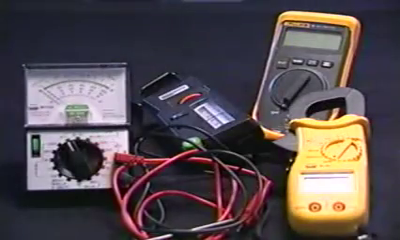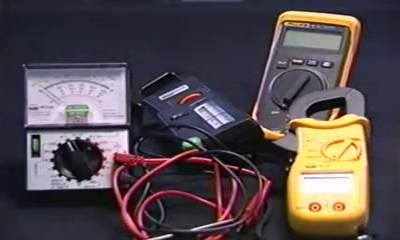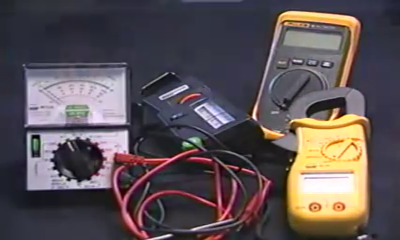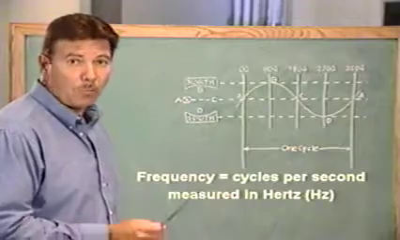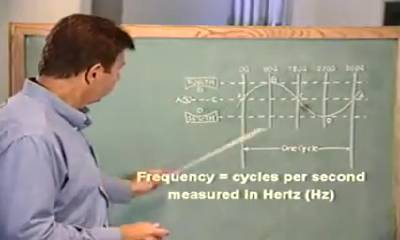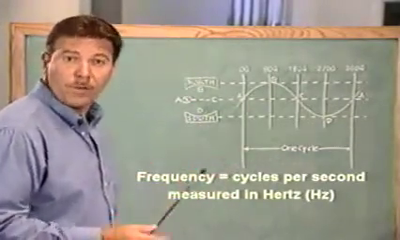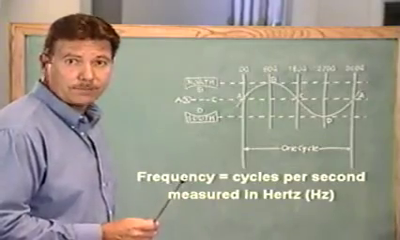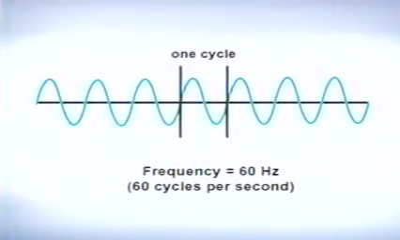All electric meters are calibrated to read effective voltage and amperage. The number of cycles that are completed in 1 second is called the frequency and is measured in hertz. In most areas of the United States, the frequency of AC power is 60 hertz, or 60 cycles per second.